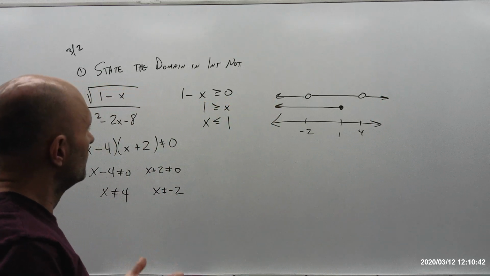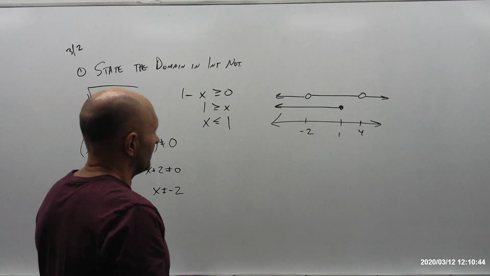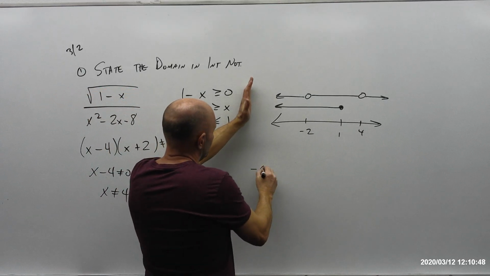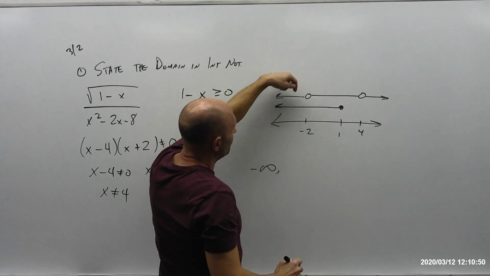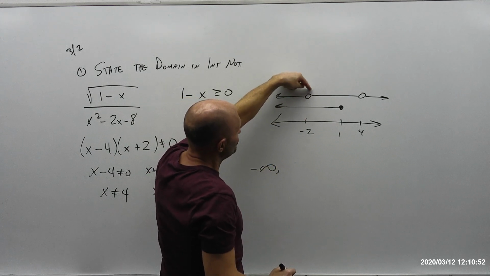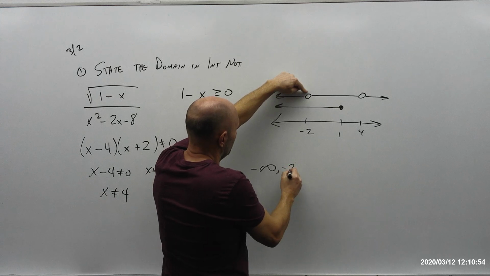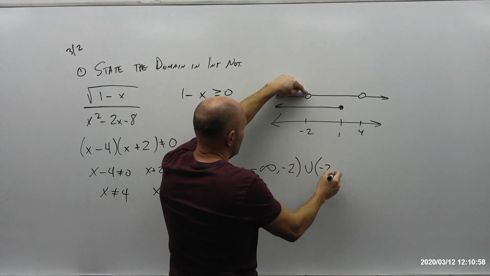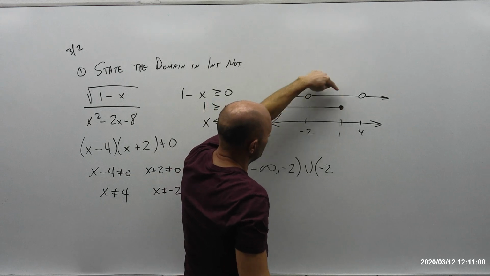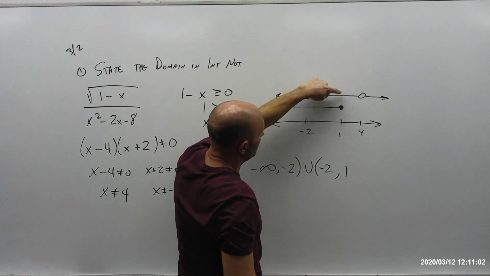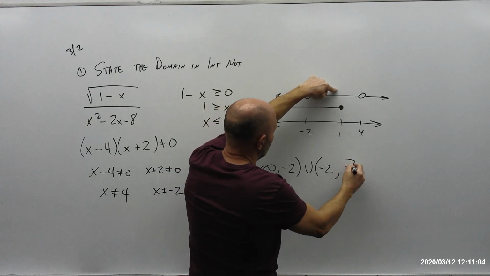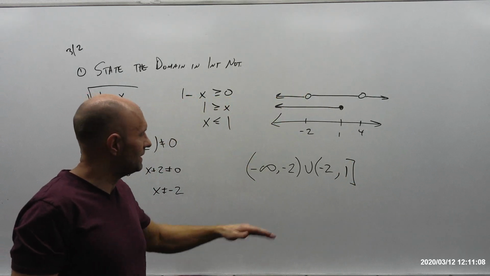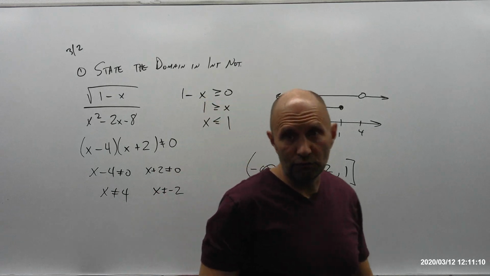So where's my overlap? That's what I'm looking for, the intersection. The intersection starts way down here at negative infinity. It goes until I hit negative 2, but I have to jump negative 2 because of this open circle. So that's my parenthesis, union, parenthesis. And then it goes to where? It goes up to 1, but because 1 is included in both of these, that gets a bracket. We know infinity always gets a parenthesis, so that would be your answer for number 1.